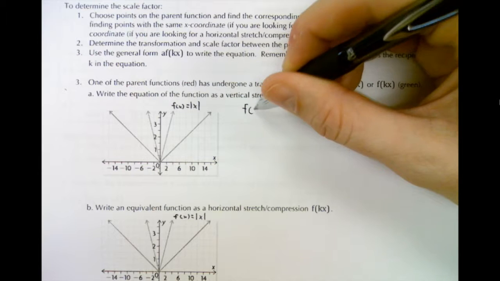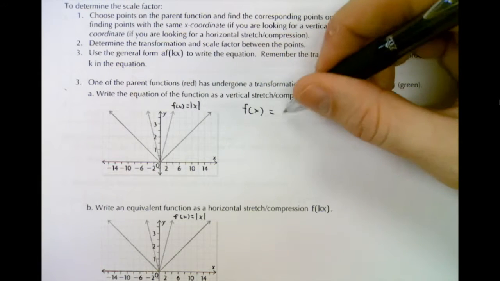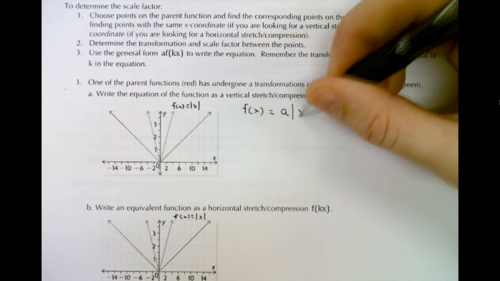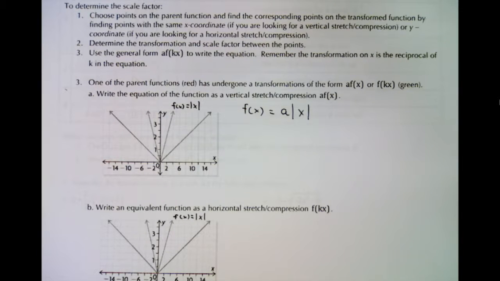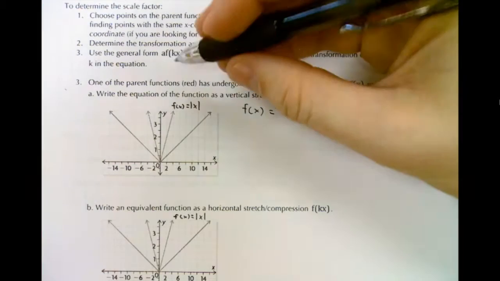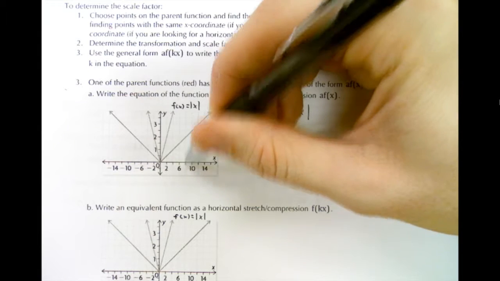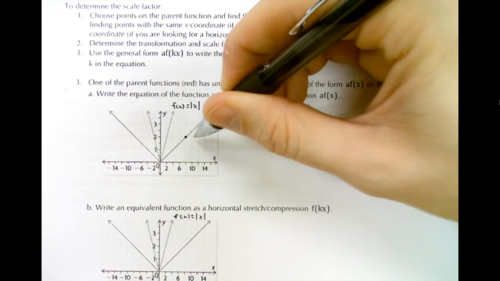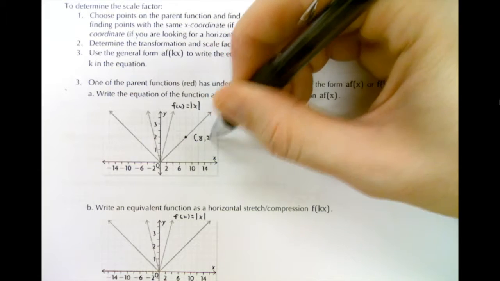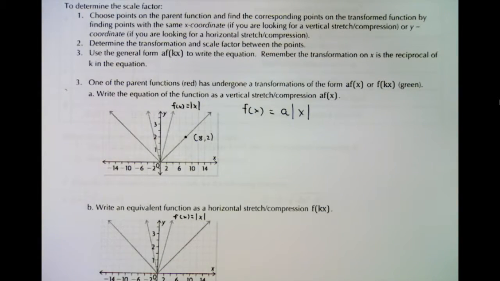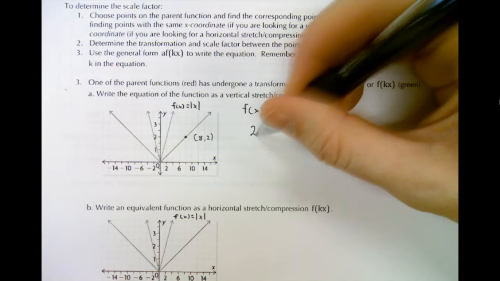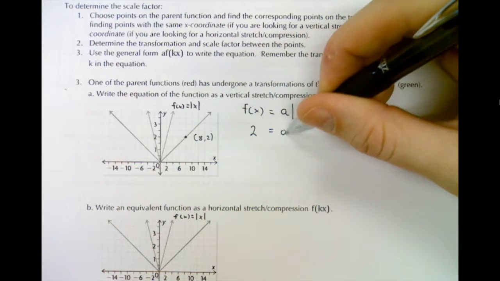If it was a vertical stretch or compression, we'd have an a value, which is in front of the absolute value of x. So let's think about a point on our transform graph and solve for the a value. Well, let's pick a nice point. There's a point here that's a nice point. 8, 2. We're going to use that point. 8 is x, 2 is y. 2 for y, 8 for x.